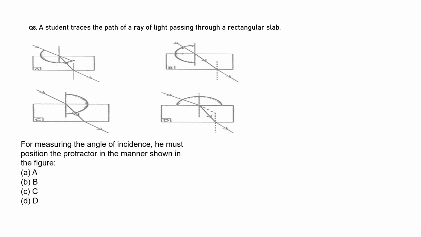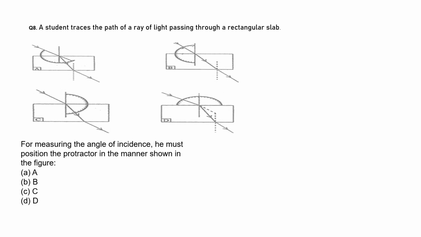Now suppose I have given you an experiment: a slab and a protractor, and I have told you to draw a line of incidence. In which manner are you going to keep your protractor? That is also important, right? A student traced the path of a ray of light passing through a rectangular slab. So he has placed the protractor like this. Why has he placed the protractor like this? Where is the normal? How did he get the normal?